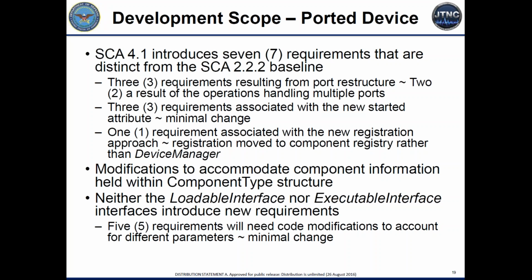And there are a few requirements that have some code modifications, but those code modifications are associated with some of those types being different within the 4.1 IDL. So the item that I mentioned before, there's that fact that the process ID construct does not exist in 4.1. It's been replaced with that execution ID type. That change will need to be accounted for within the new implementation.